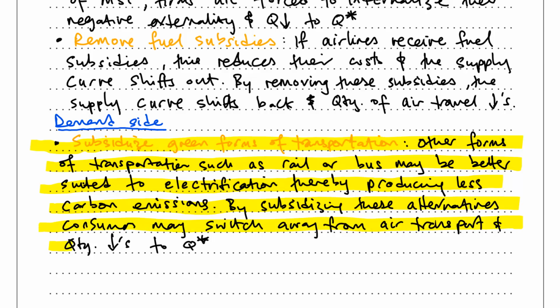So here we're saying that on the demand side, there could be other forms of public transportation that produce fewer carbon emissions. If we had, for example, electric buses or electric trains, these would be better than air travel, where at the moment electrification isn't really feasible because I think the batteries are too heavy and so the planes can't really fly. But we don't have the same problems for trains or buses. So if you subsidize these alternative forms of transportation, you make it more appealing for consumers to use them, and they'll naturally switch away from air transportation to rail or bus.